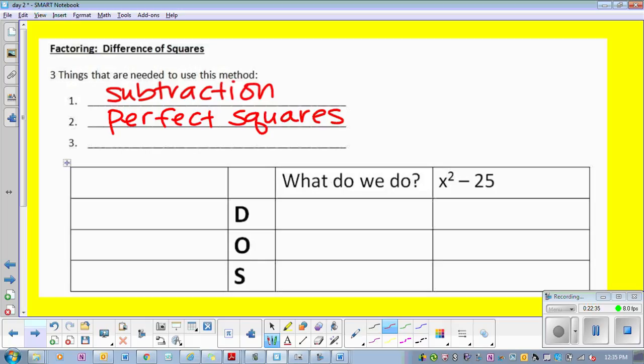And then the last thing that you need for this difference of squares is you have to have 2 terms. You can't do this if you have 3 terms. Okay, that would be a trinomial.